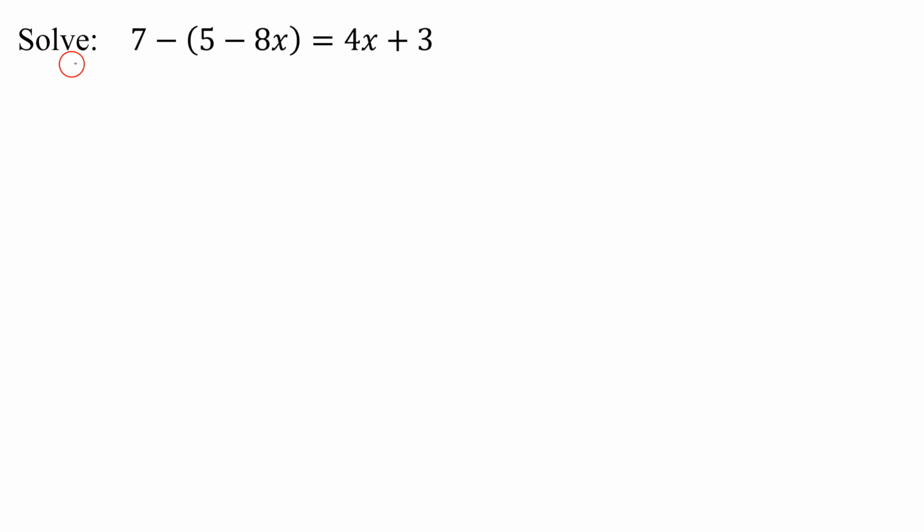In this example, I need to solve the problem 7 minus the quantity 5 minus 8x equals 4x plus 3. Well, what type of problem is it? It has an equals in it, therefore it's an equation. And what's the highest exponent on any of our variables? It's a 1. So it's a linear equation.